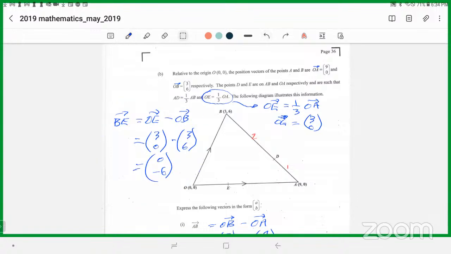That's the easier way to do it. Remember now, once you can use O times the last minus O times the first, you do it. The only time you rely on the diagram is when you don't have the position vectors. But this one, we had the position vectors. They gave them to us indirectly there. So this is the answer right here, 0, -6.